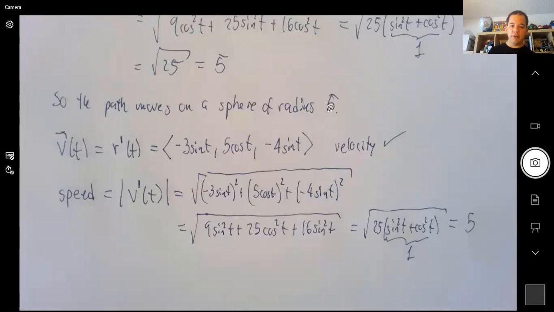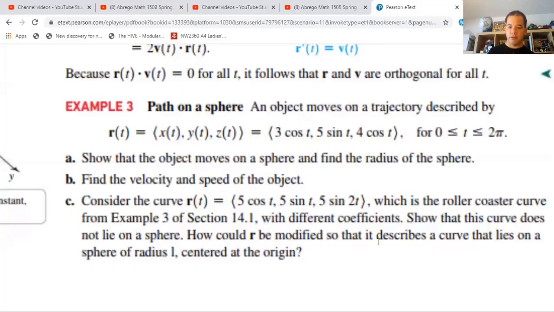Part C on the problem. And it says now it's a different graph, like the roller coaster graph that we saw before with different coefficients. And it says show that it does not lie on a sphere, right? So one way we can do it is we can check that the dot product of the velocity with the position is not 0. If it's not 0, then it doesn't lie on a sphere. And then we can show it, all right?